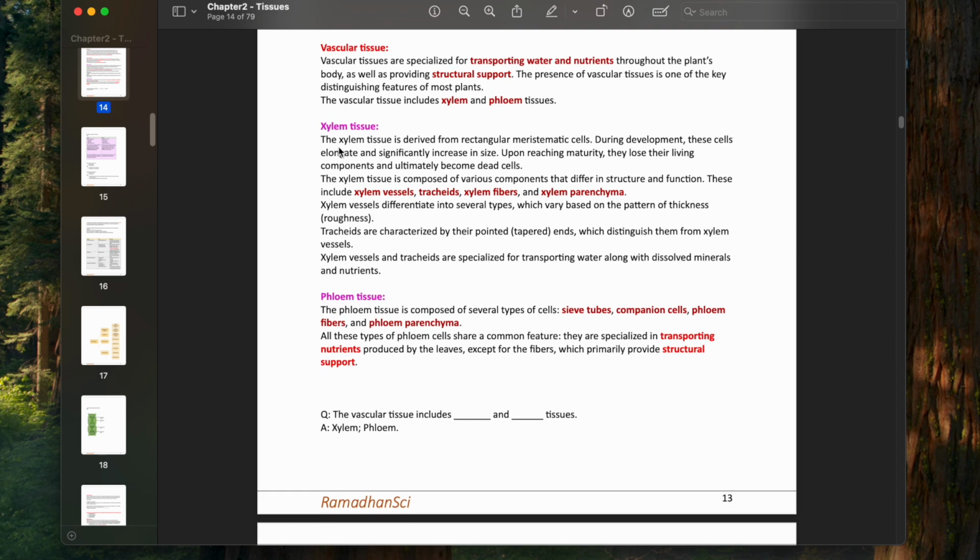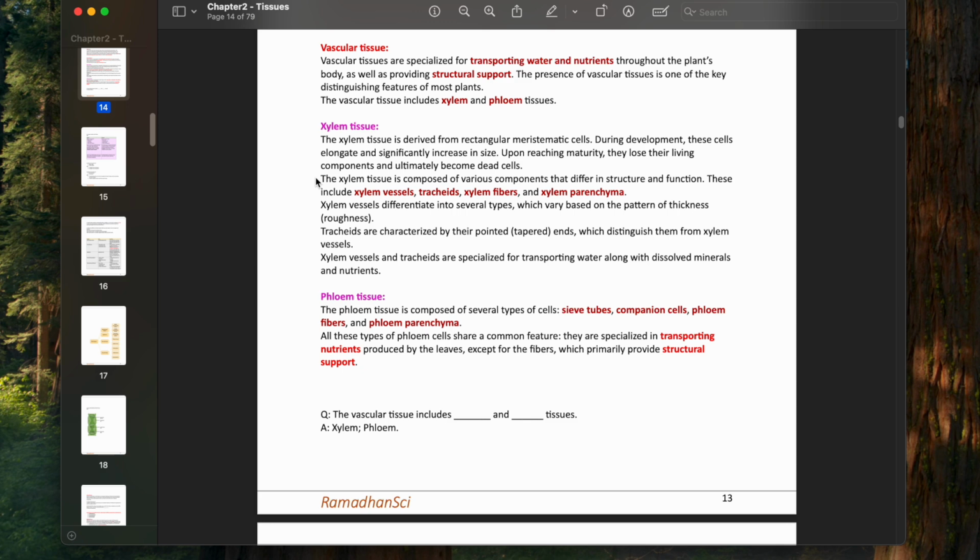We're going to start with the xylem tissue. So the xylem tissue is derived from rectangular meristematic cells, and during development, these cells elongate and significantly increase in size. Upon reaching maturity, they lose their living components and ultimately become dead cells.